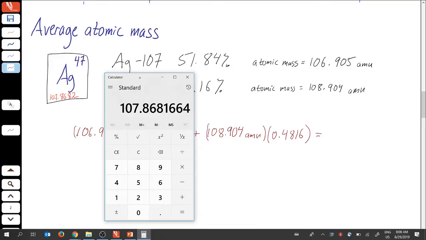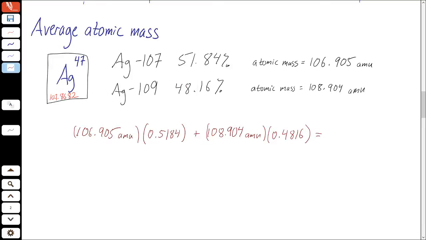All right, so you can see that 107.8682, which to 4 significant figures would be 107.9. And so that number there is called the average atomic mass, and that's the number that's on the periodic table. It's the weighted average of all the different isotopes.